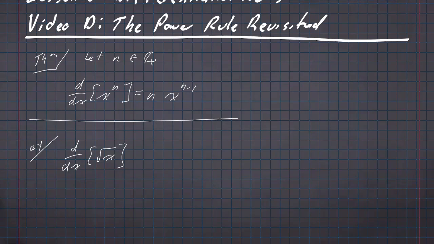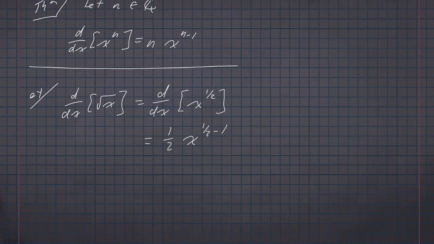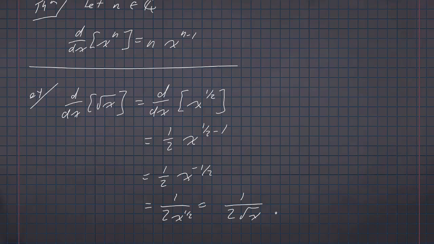The derivative of the square root of x. Remember, the square root is the same thing as the 1/2 power. And by using the power rule, this is going to be 1/2 times x to the 1/2 minus 1. 1/2 minus 1 is -1/2. Negative powers push things from the numerator to denominator. So this is 1 over 2x to the 1/2 power. And x to the 1/2 power is still a square root. So this is 1 over 2 square root of x.